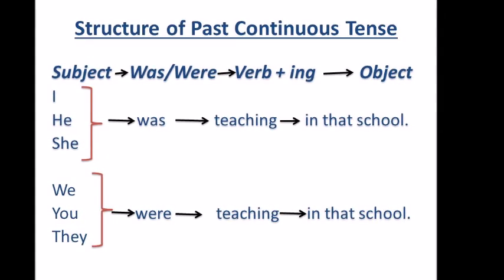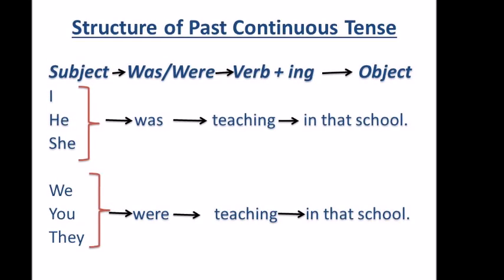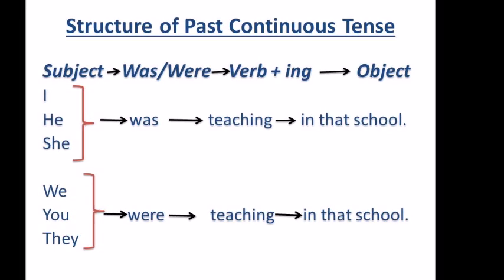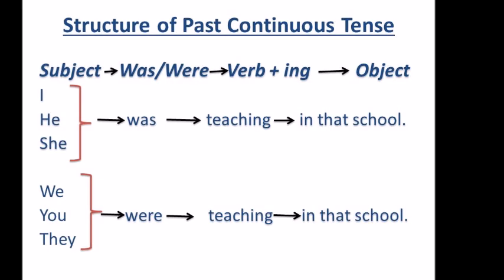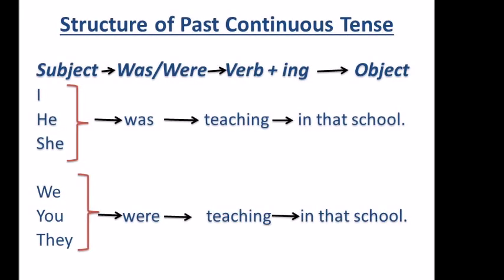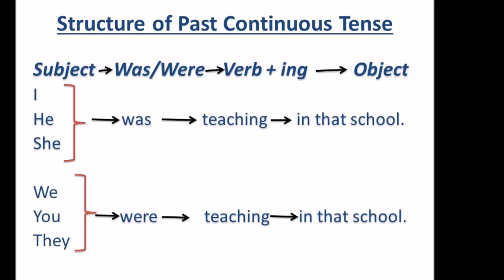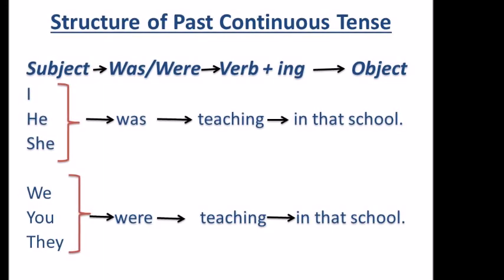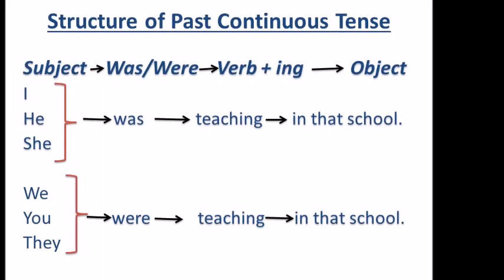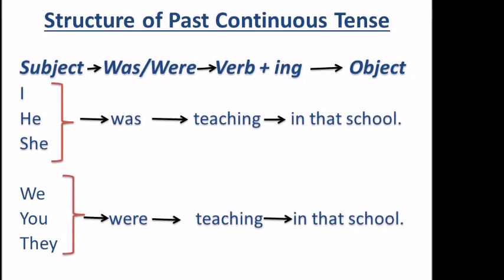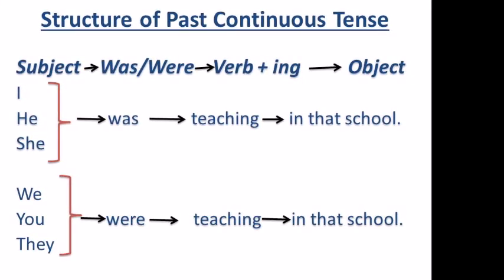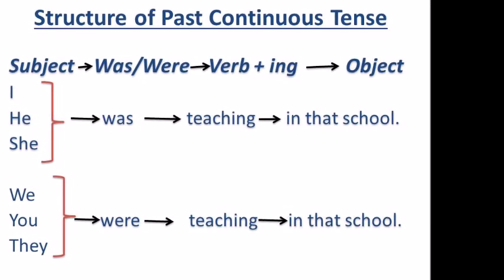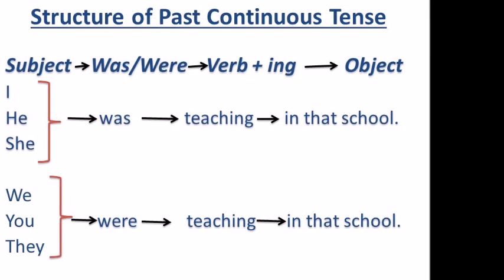Singular subjects I, he, she take was as helping verb. I was teaching in that school. He was teaching. She was teaching in that school. Instead, plural subjects we, you, and they take were as helping verb. Also, singular you takes were as helping verb. We were teaching in that school. You were teaching in that school. They were teaching in that school.